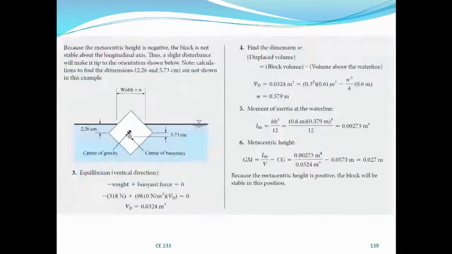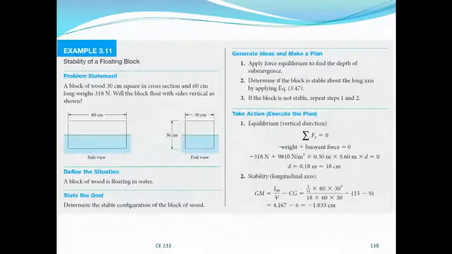And this is a very simple problem which I would like us to take for the next 5 minutes, to demonstrate the stability of a block. Here you have a block of wood 30 centimeters square. So this is the end view, 30 centimeter by 30 centimeter. This is the side view. The length is 60 centimeter and the weight is 318. So it is a solid block of wood. Will the block float with sides vertical as shown? So is it going to float as it is with sides vertical? So let's test.